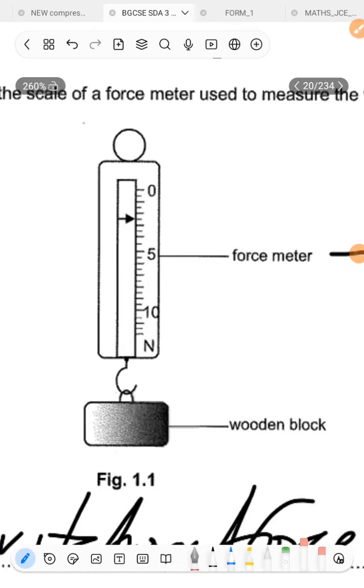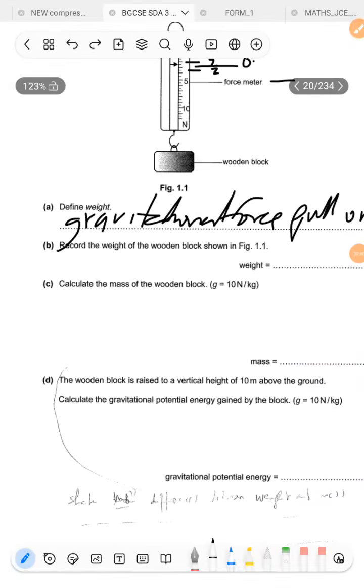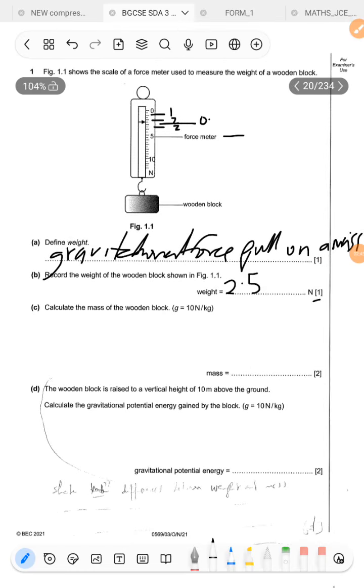Let's just zoom in here so that you can see. So here this is 1, this is 2, and then that's 3. So between 2 and 3 it's what? It's 0.5. So that means it's 2.5. So our answer is going to be 2.5 newtons.